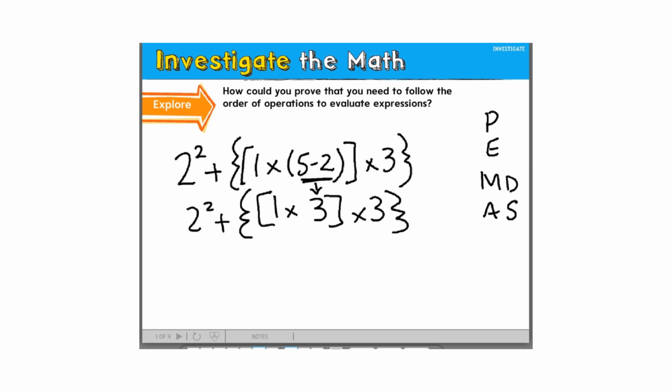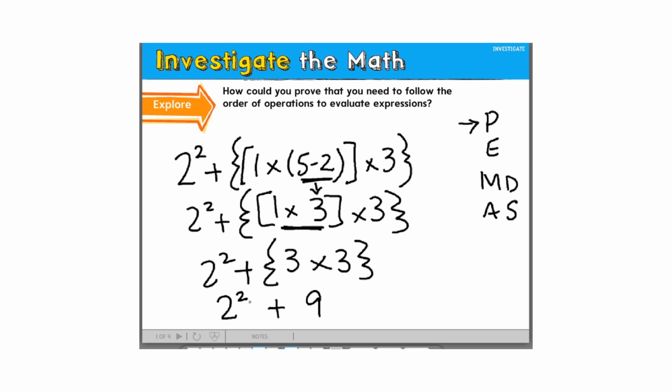Now I'm going to go out a little bit further, and I have in this bracket, I have 1 times 3, which is 3. 3 times 3 is 9. So I'm still on this part of the acronym, right? I'm still on parentheses. I'm trying to just sort through all the little pieces that are inside of the parentheses. So now I have 3 times 3, which is 9. And I'm going to add with that whatever 2 to the second power is.